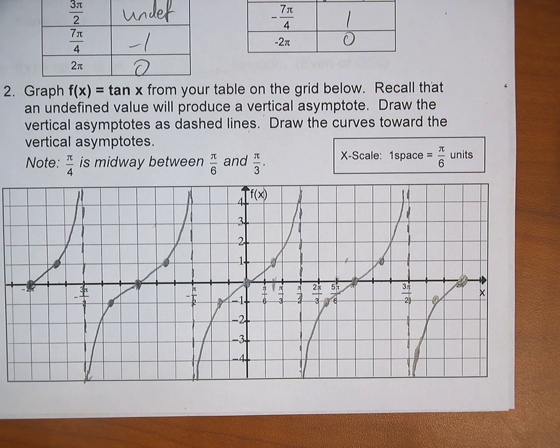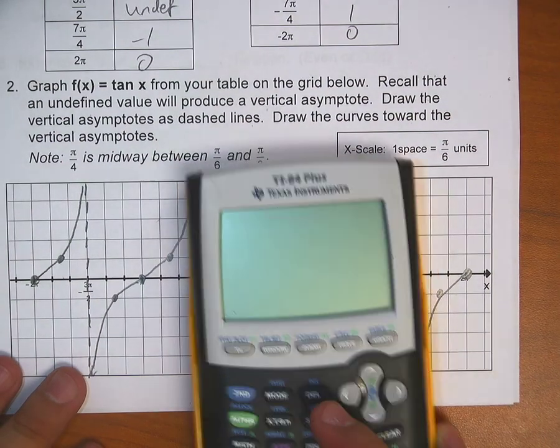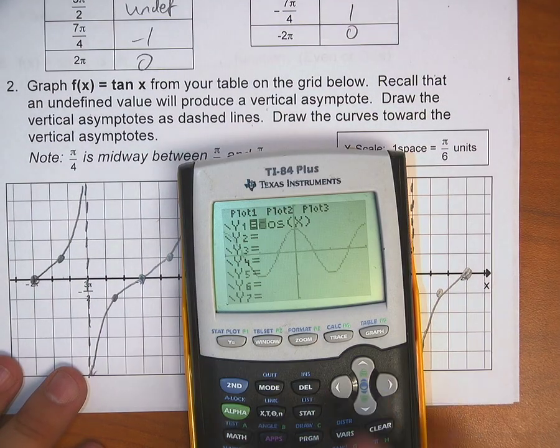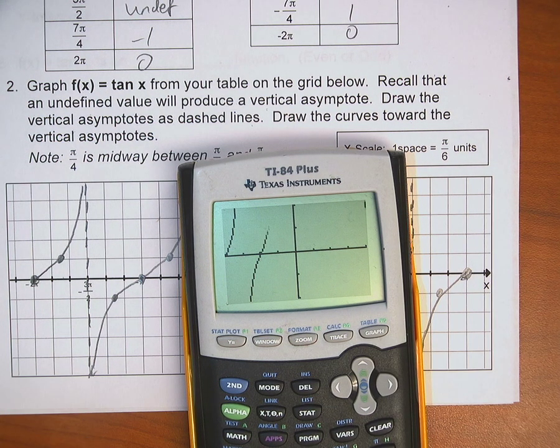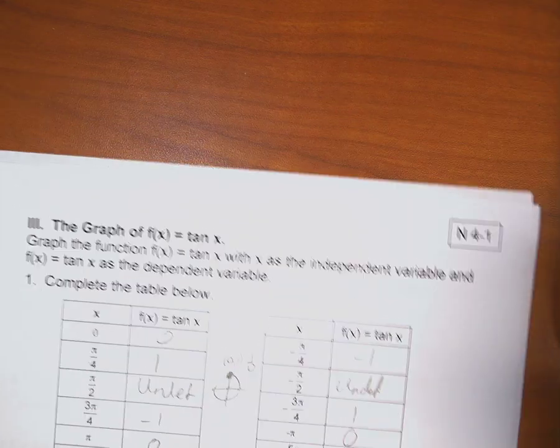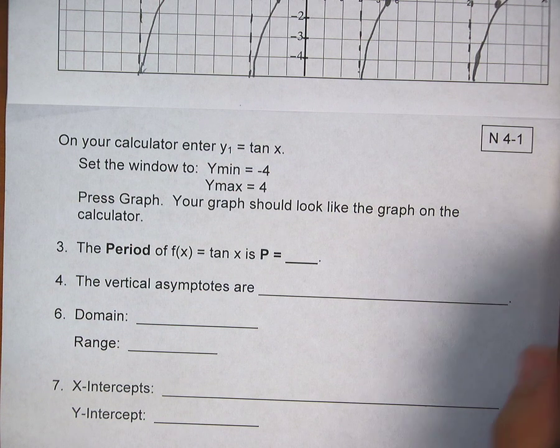Tangent is a weird dude. Let's graph him on the calculator. If you need to pause that, pause that. But for the sake of time, let's graph him on the calculator and see what happens. Tangent of x. Whoa. That's what I have. It's pretty cool, isn't it? Okay. And then I'm going to go over here. On your calculator, change your y min to -4 and for it. I'm going to let you do that.